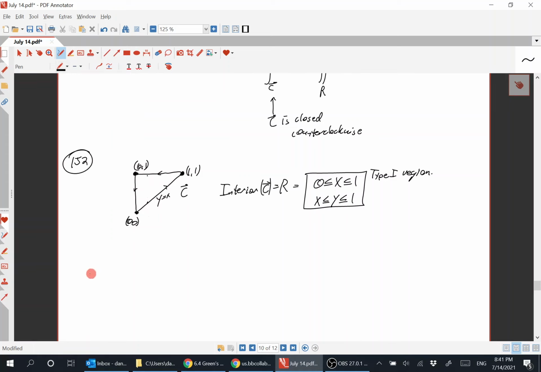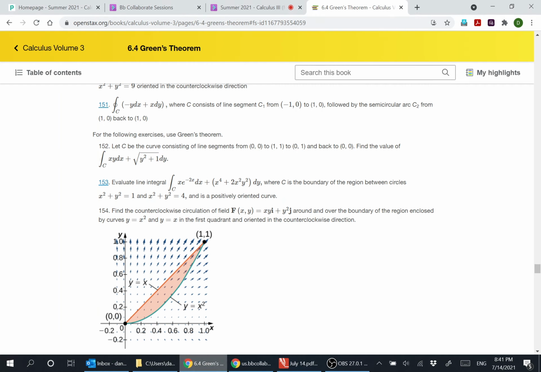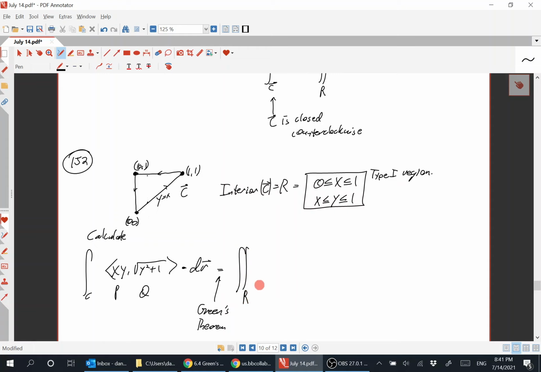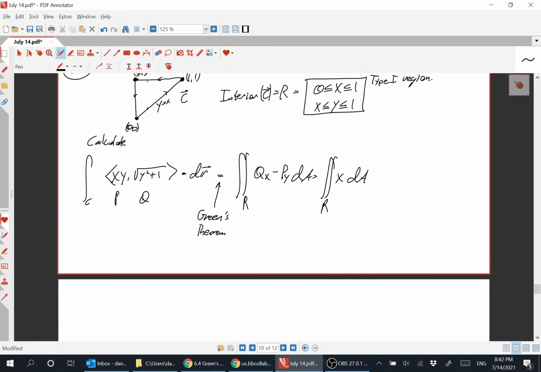So by Green's theorem in 152, we have xy times the square root of y squared plus 1, and we want to calculate the line integral over C of f dot dr. This is P, that's Q. So via Green's theorem, this is the double integral over the interior of C of Qx minus Py dA, which is the double integral over R. Well, that's 0, and this one is just x dA. So that's the iterated integral from 0 to 1, x to 1, x dy dx.